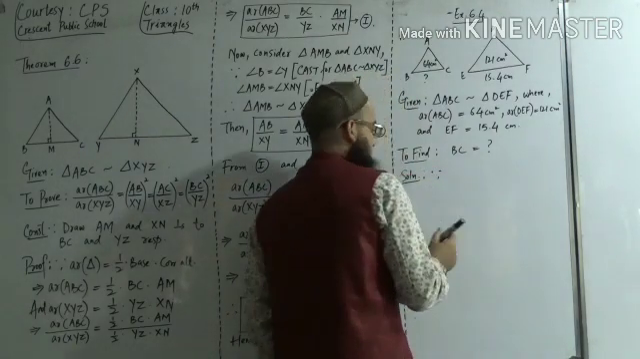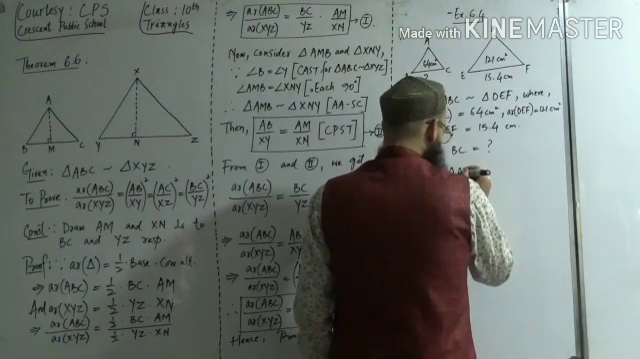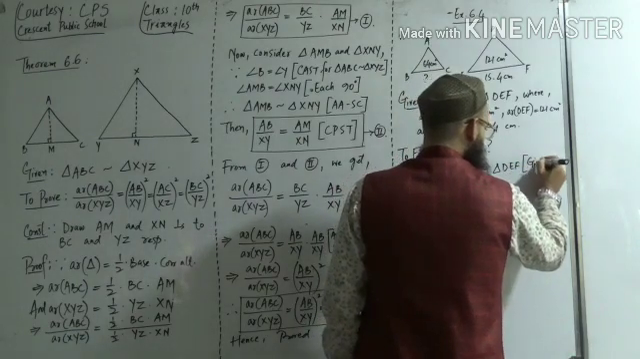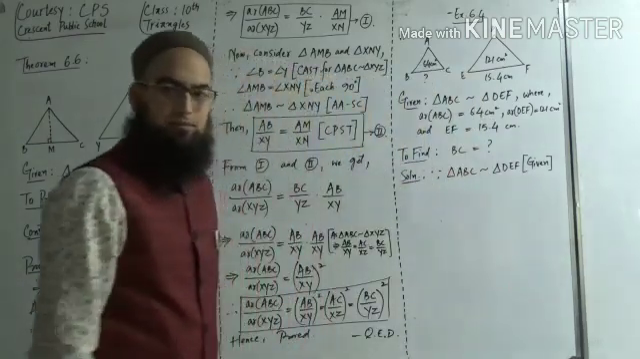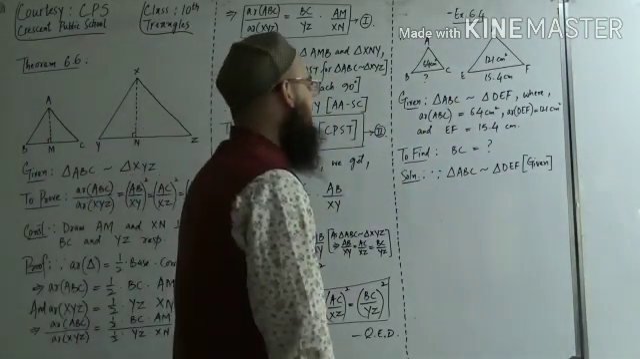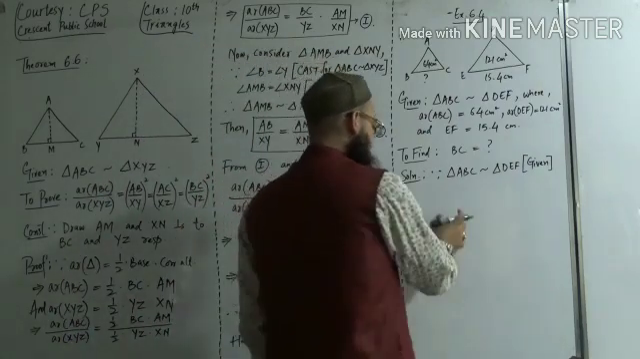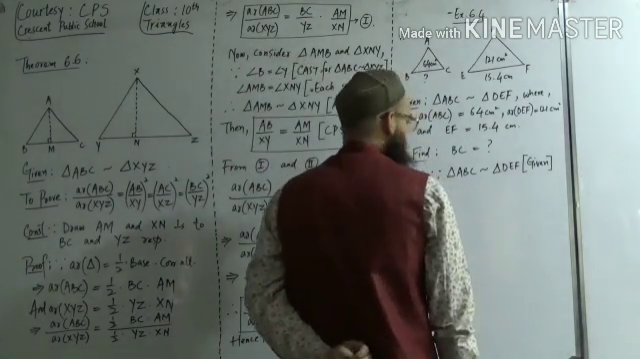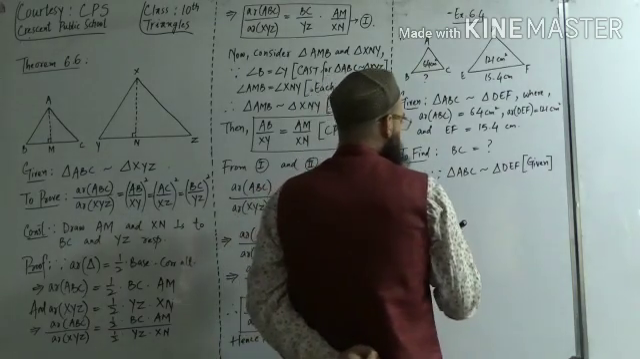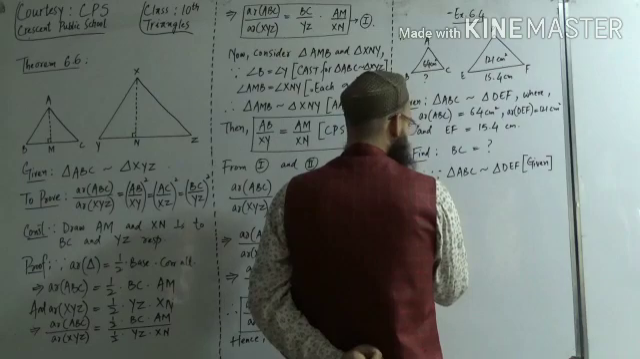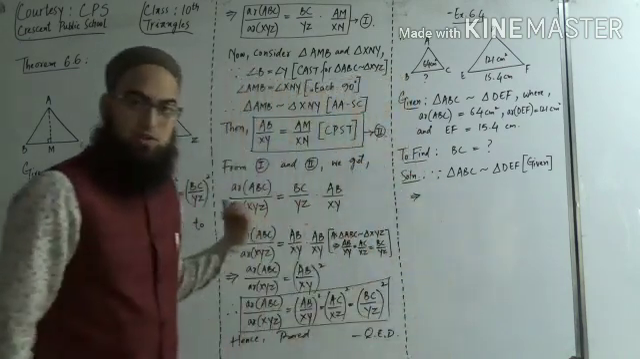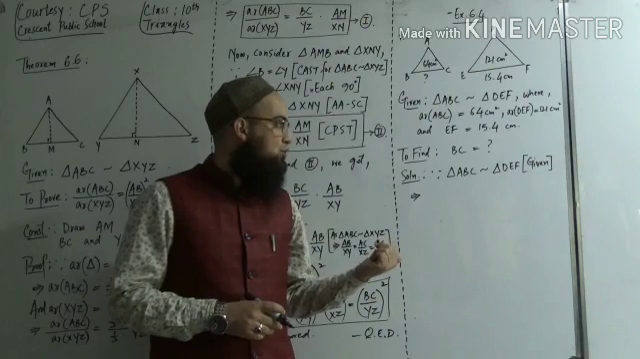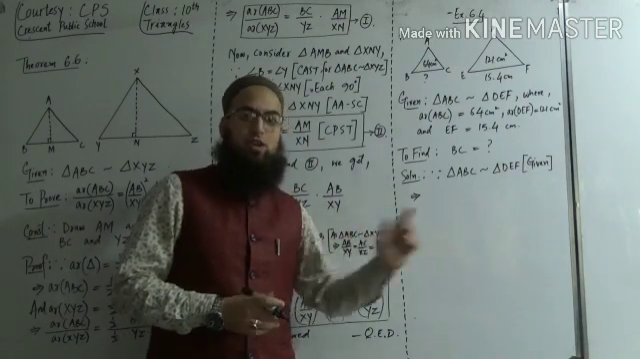Solution. Since triangle ABC is similar to triangle DEF, this is given, which implies that, now we proved in theorem 6.6 that if two triangles are similar, the ratio of their areas is equal to the square of the ratio of their corresponding sides.